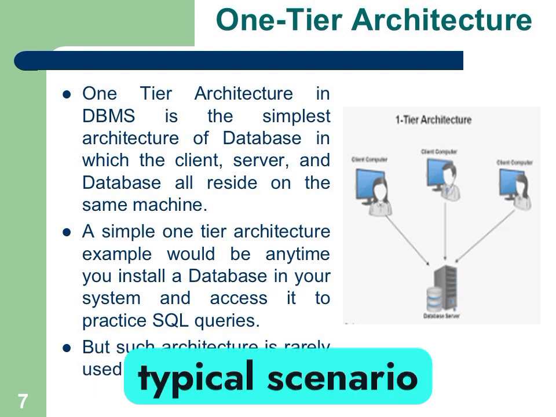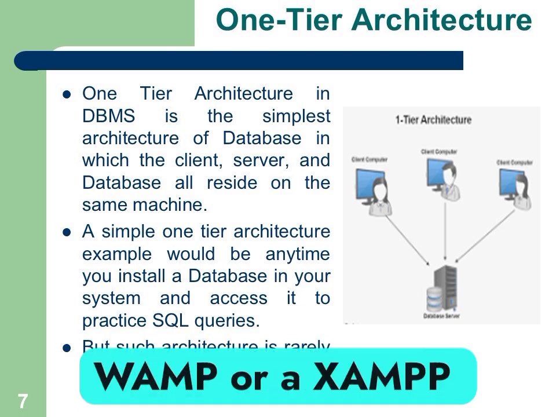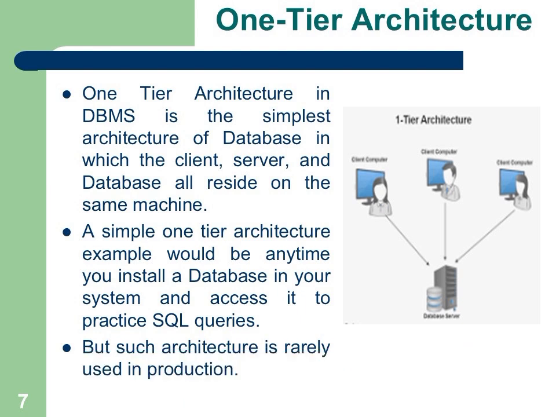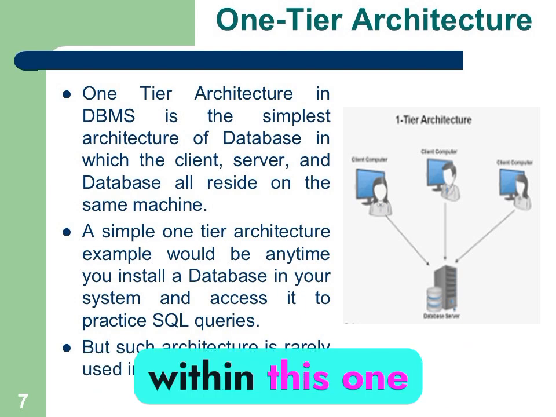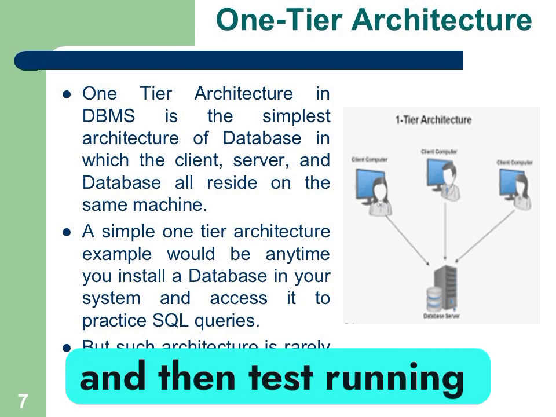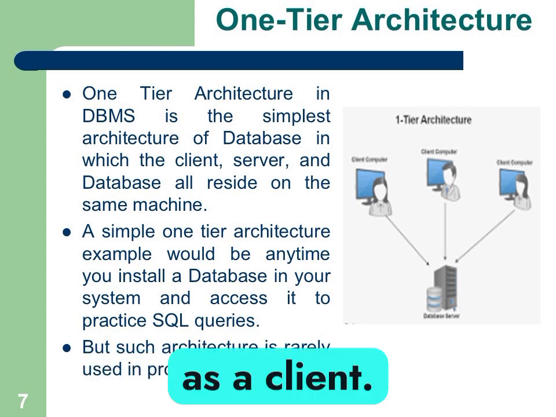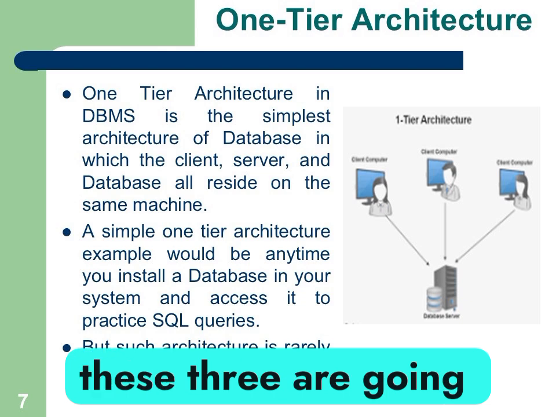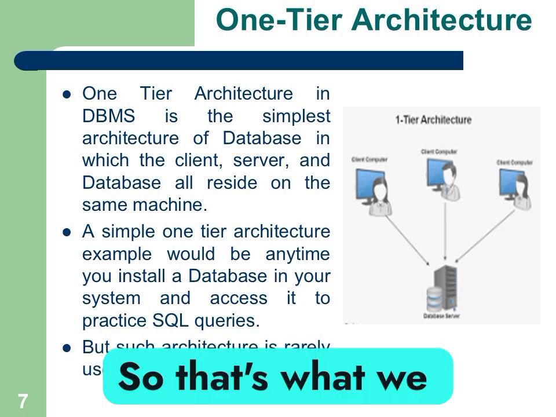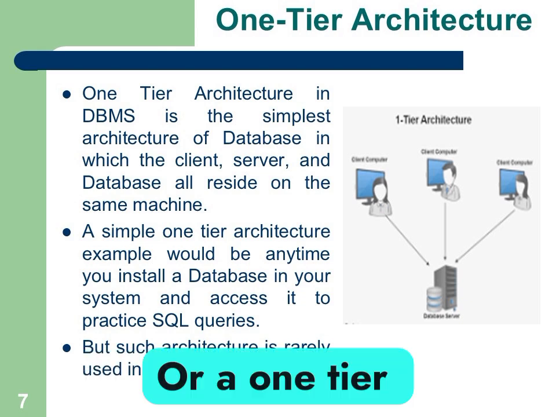We can take a typical scenario like when we are practicing web development, where we use WAMP or XAMPP as our server. This system is our server machine. Our database lies within this WAMP or XAMPP. And then the application we are developing and test running on our system, we call that the client. So all three reside on a particular machine. That's what we regard as a single tier architecture or a one tier architecture.